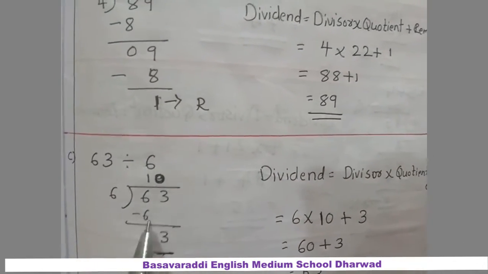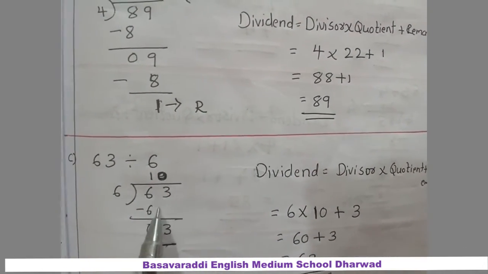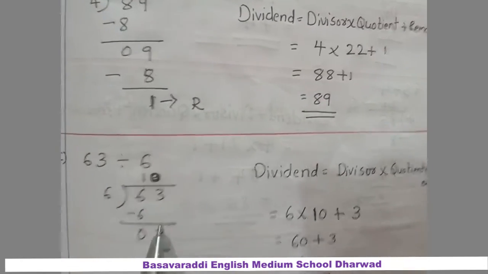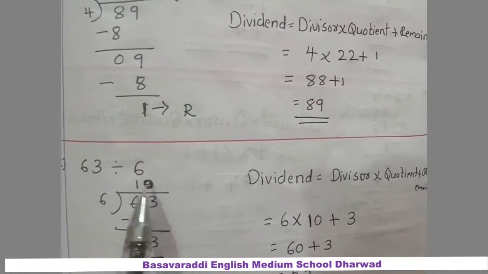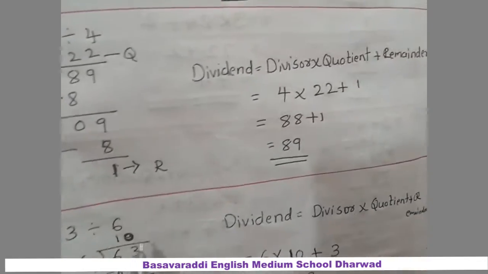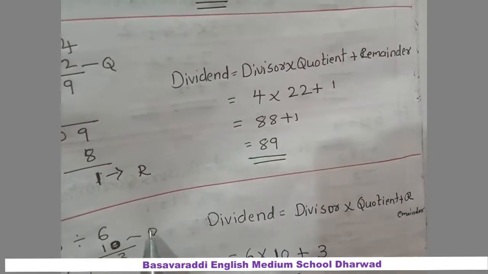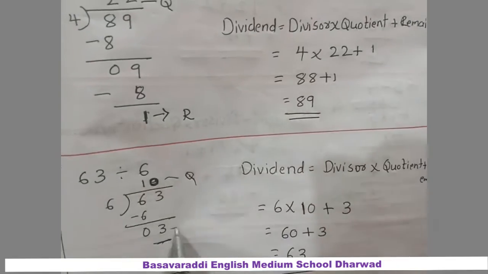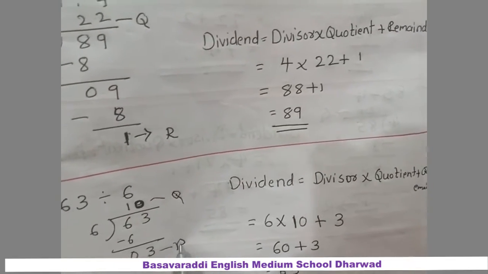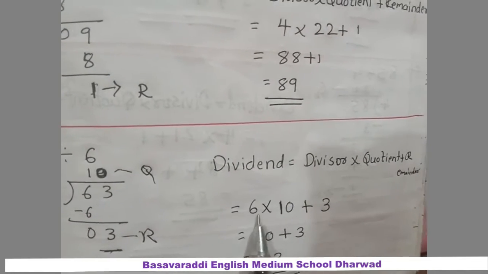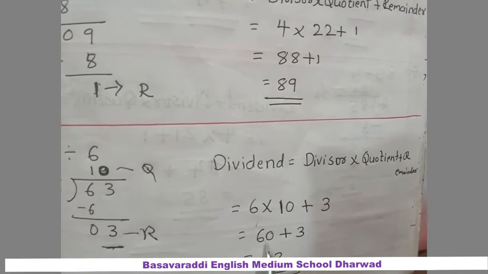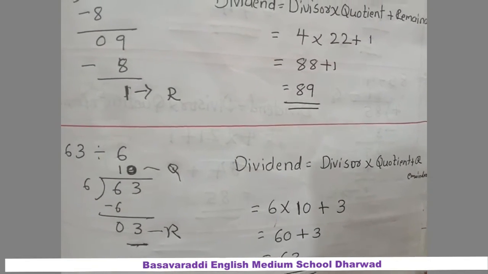Now 63 divided by 3. So 6 ones are 6, and we bring down the 3 from the ones place. Then 3 is not going, so we have to put 0 here. So that 10 is what? The 10 is the quotient. R is what? Remainder. 3 is the remainder. We have to check the answer. So divisor 6 into 10 plus 3. So 60 plus 3 is 63.